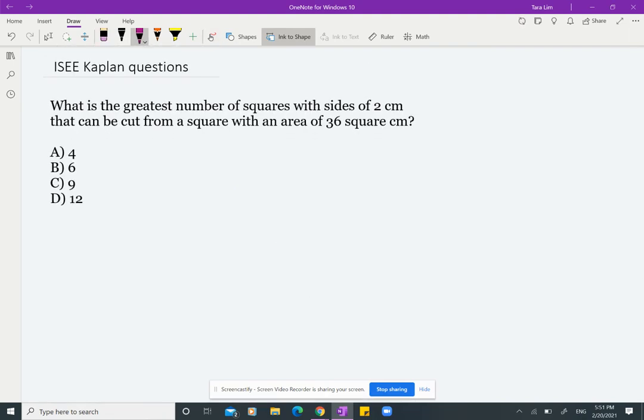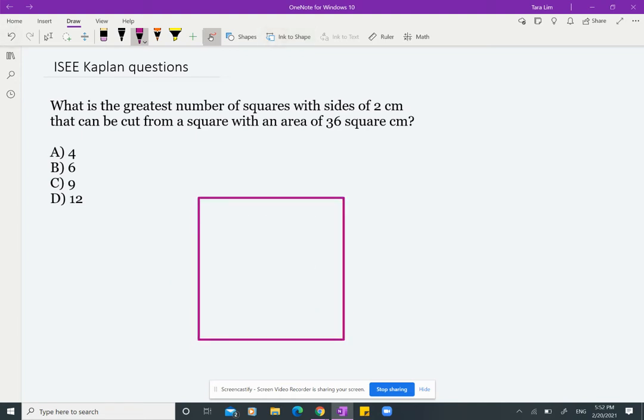What is the greatest number of squares with sides of 2 cm that can be cut from a square with an area of 36 cm square? So first of all, we know that there is a square with an area of 36 cm square. So the area is equal to 36 cm square.